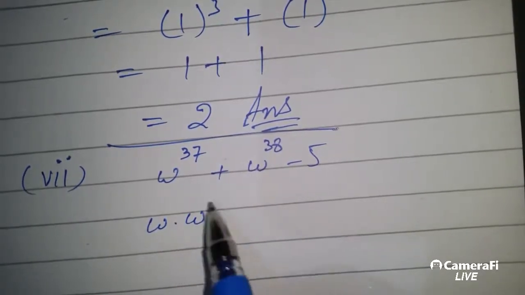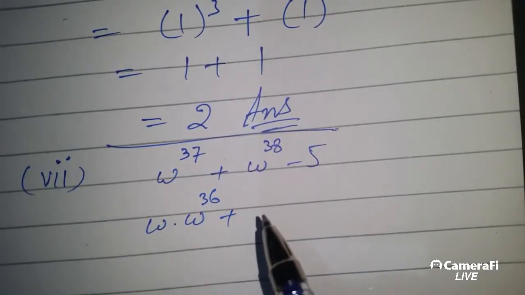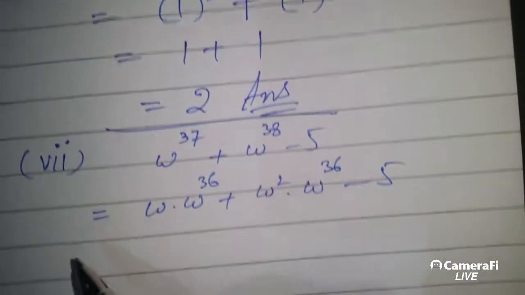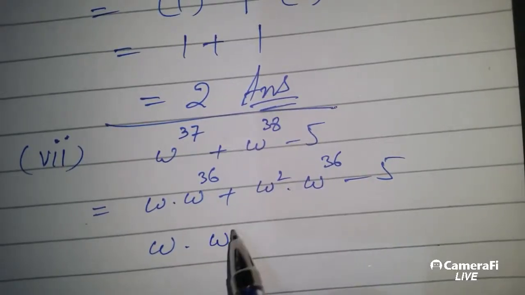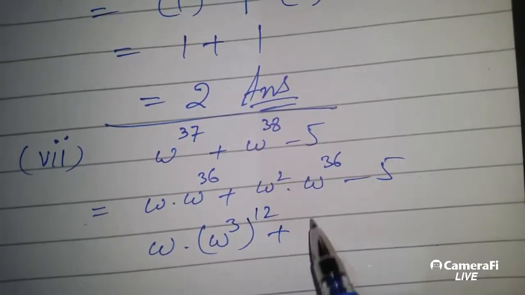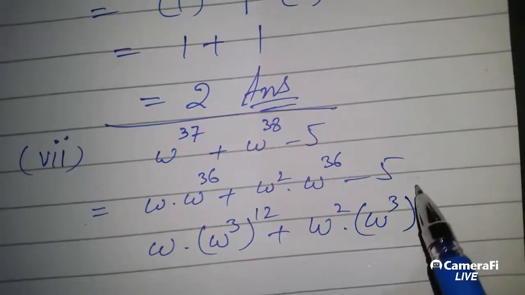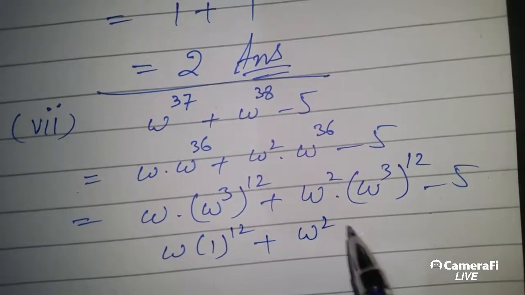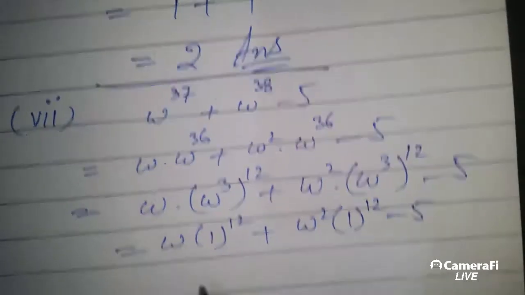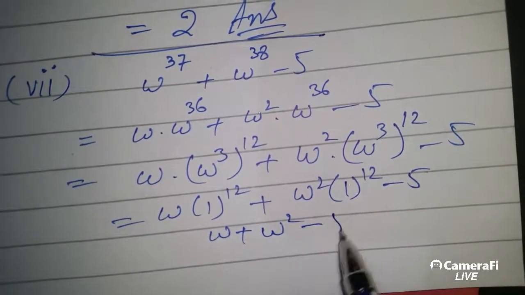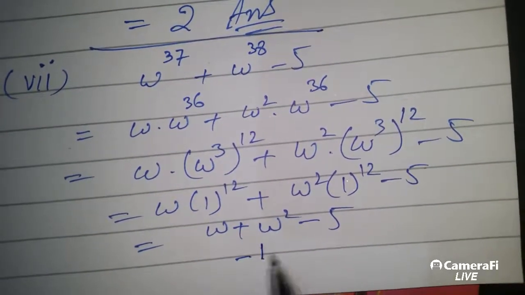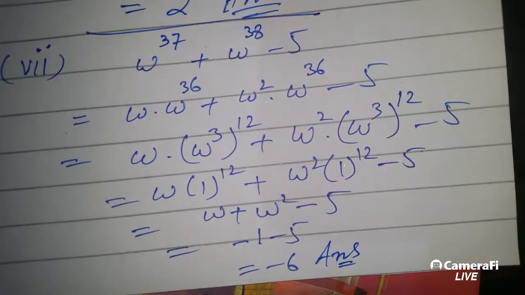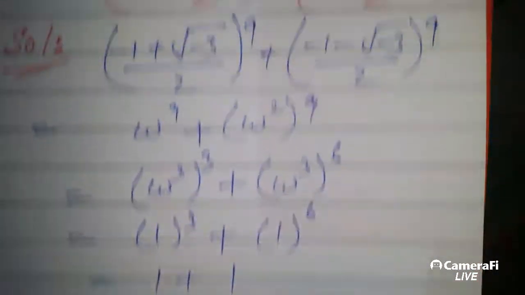I can write it as omega into omega power 36 and omega square into omega power 36, and omega power 36, like this in both cases. Omega cube is equal to 1. So it becomes omega plus omega square minus 5. As we know, omega plus omega square is equal to minus 1, and minus 5, which is equal to minus 6, and this is the answer. Let's move to the next problem.